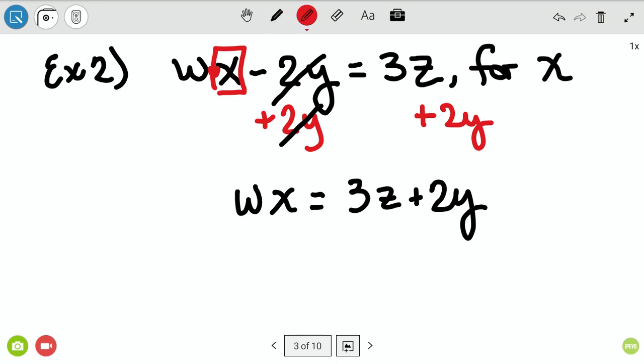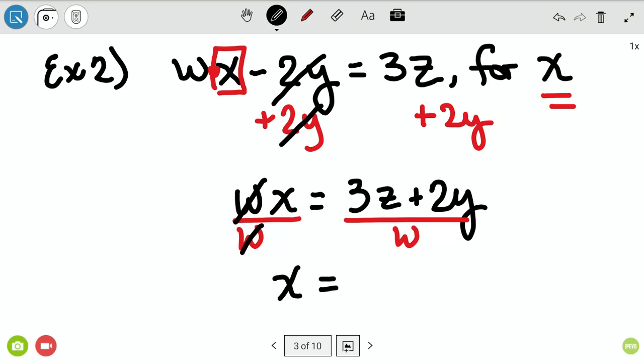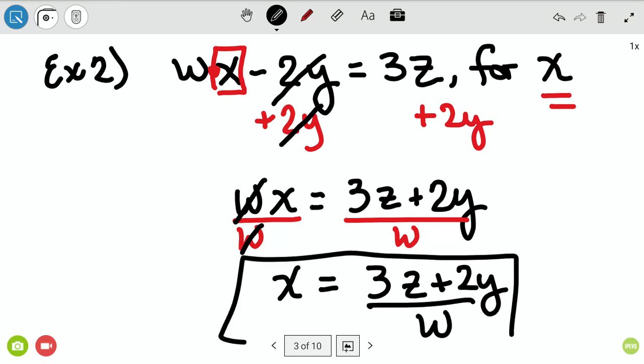And then again, we're trying to get x by itself. So we're going to divide off that w and divide by w. And when we do that, the w and w reduce to 1. And we don't need to write that 1, so we can just write x. And then we've got 3z plus 2y over w, and that's your answer. Can't be reduced, can't be written any different way. That's your answer. Okay? Any questions here?